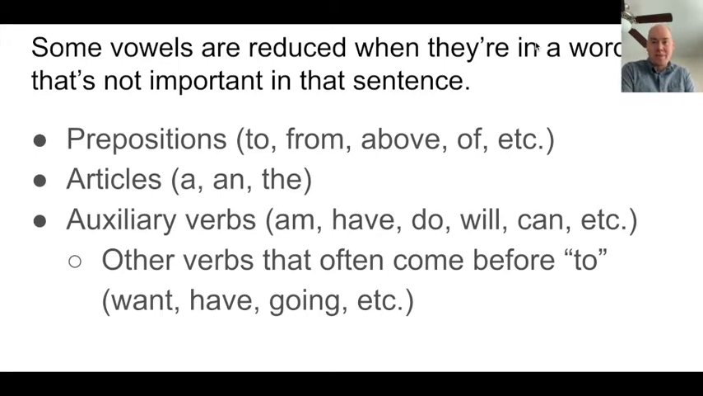They're often prepositions, words like to and from, or articles like and the, or auxiliary verbs. There aren't very many of these, but they include the modals like will and can. Excuse me. And then often these other verbs that often come before to, so before an infinitive, like want or have or going. These often get reduced just because you can usually understand the sentence even if you don't hear them that clearly.